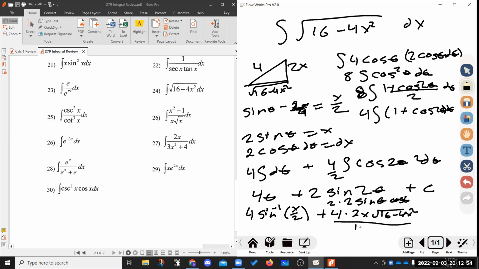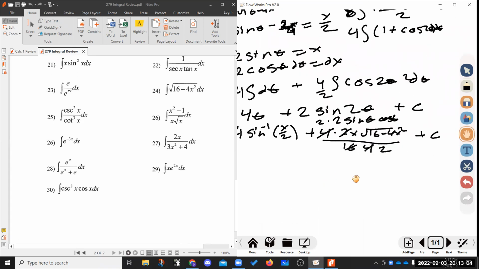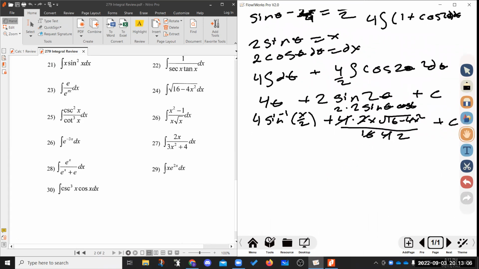So 4 times 4 is going to be 16. 4 is going to go into 16. 2 is going to go into 4. We're going to have final answer of 4 arcsine of x over 2 plus x root 16 minus 4x squared over 2 plus c.